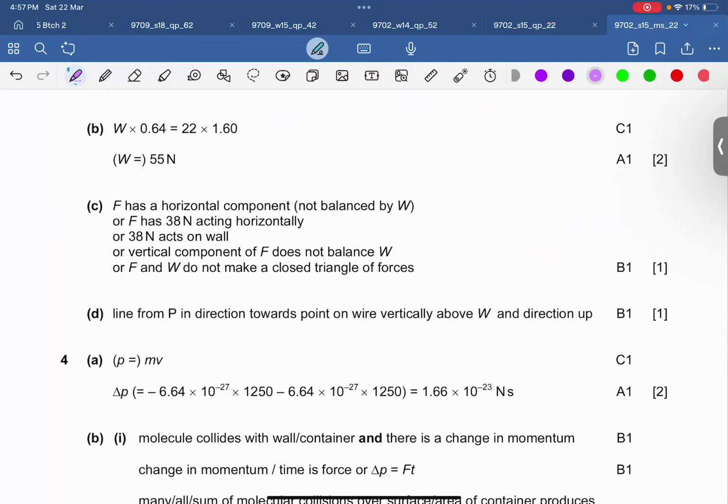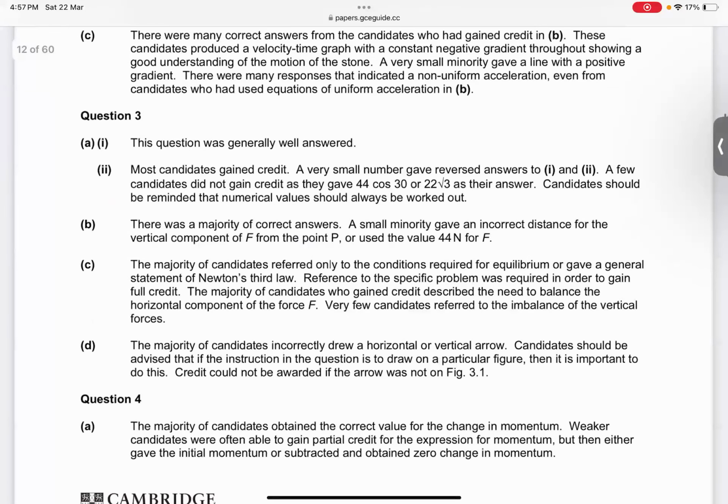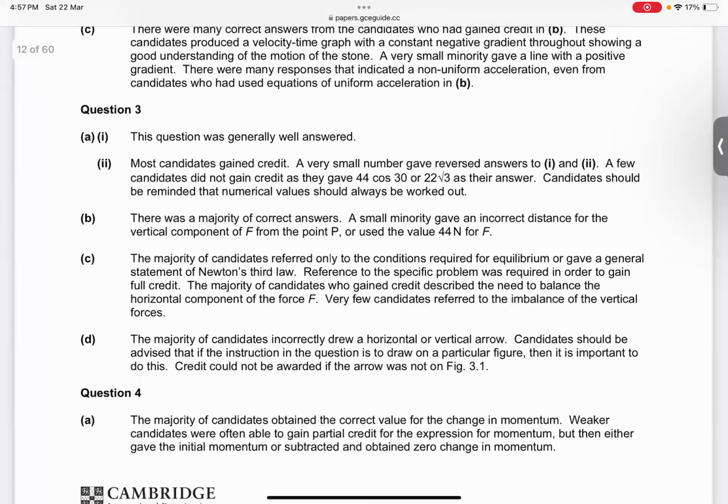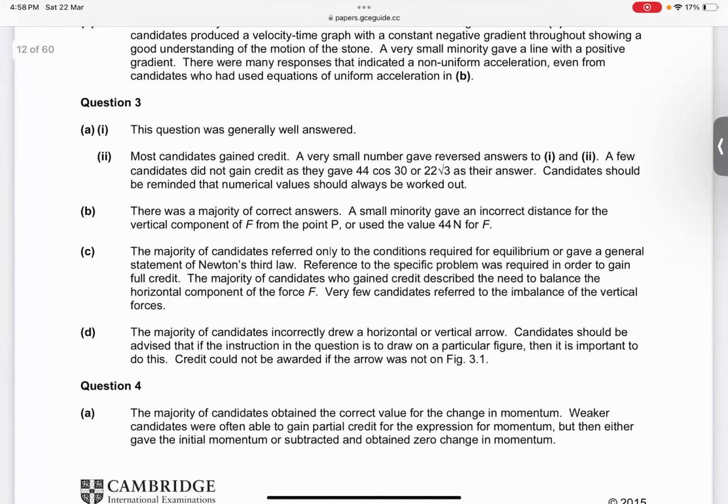अच्छा जी, लाइन फ्रॉम P एंड डायरेक्शन टुवर्ड वर्टिकली अबव, हाँ सही है, हमने ये किया हुआ है। और अगर हम इसकी एग्जामिनर रिपोर्ट देखें, तो 4 फोर F: the majority of the candidates gave the general statement of Newton's third law without reference to a specific problem. The majority of the candidates were incorrect.